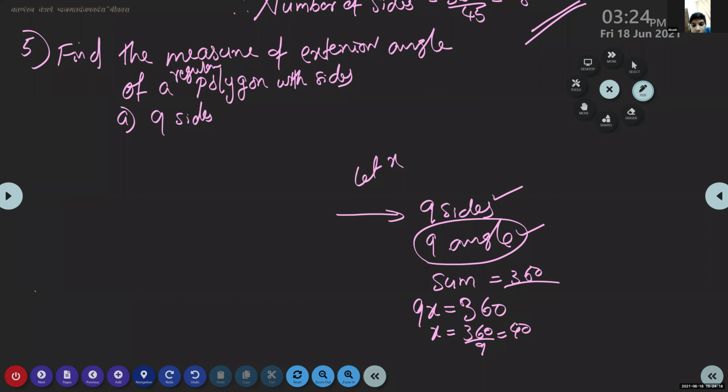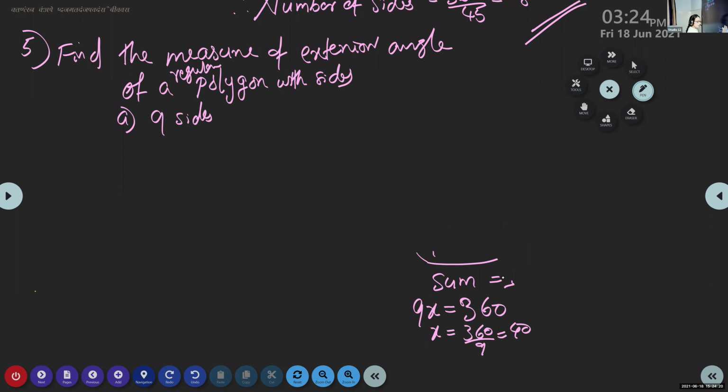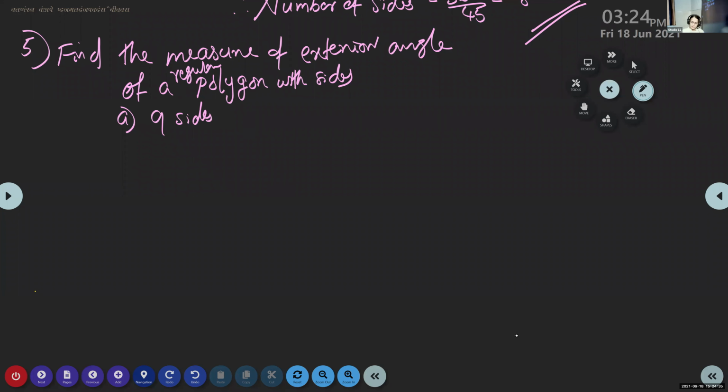Okay. So for getting the measure of an angle, if the number of sides is given and we are asked to find the measure of the angle, what do you need to do? 360 divided by the number of sides. On the other hand, if one exterior angle of a regular polygon is given and we are asked to find the number of sides, then also we need to divide 360 by one angle. Is it clear, children? All of you?